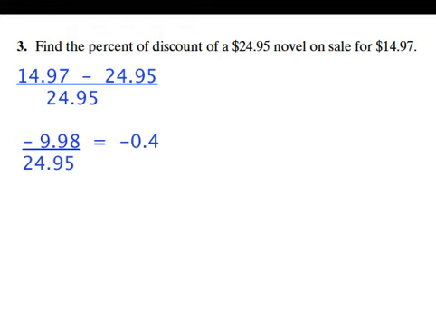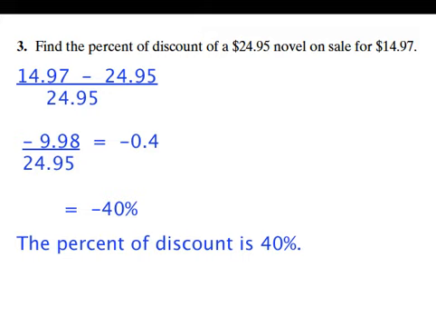We change that into a percent by moving the decimal point 2 places to the right. So we get negative 40%. When we write it in the sentence, we drop the negative. So the percent of discount is 40%.